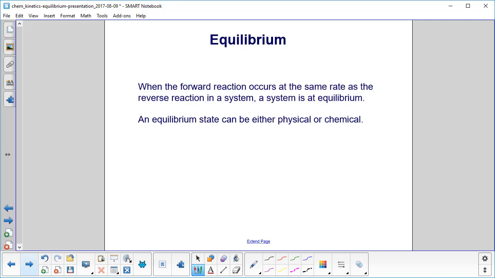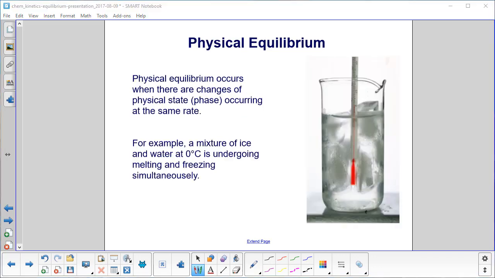When the forward reaction occurs at the same rate as the reverse reaction in the system, we call that equilibrium. The system is at equilibrium. An equilibrium state can either be physical or chemical. Physical equilibrium occurs when you have changes of physical state. And of course, another word for that is phase, and they occur at the same rate.